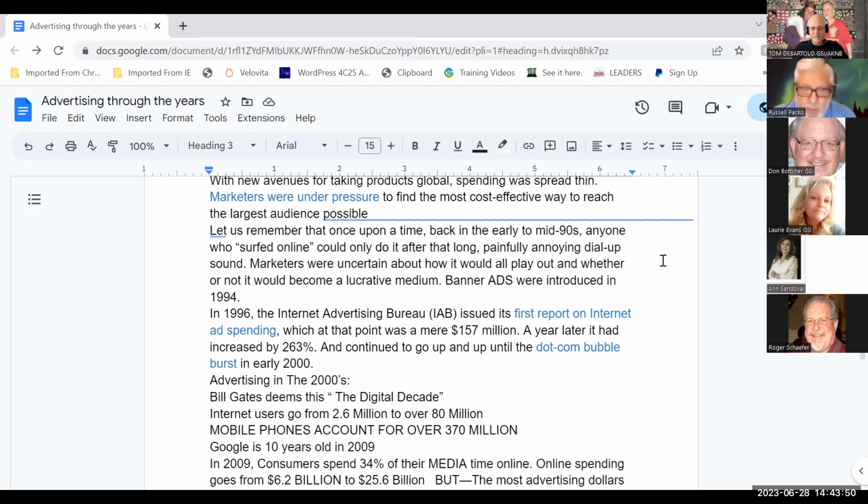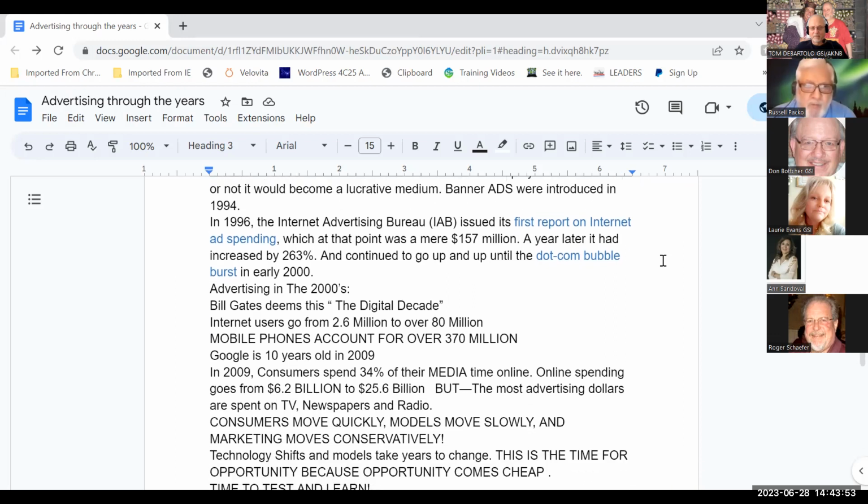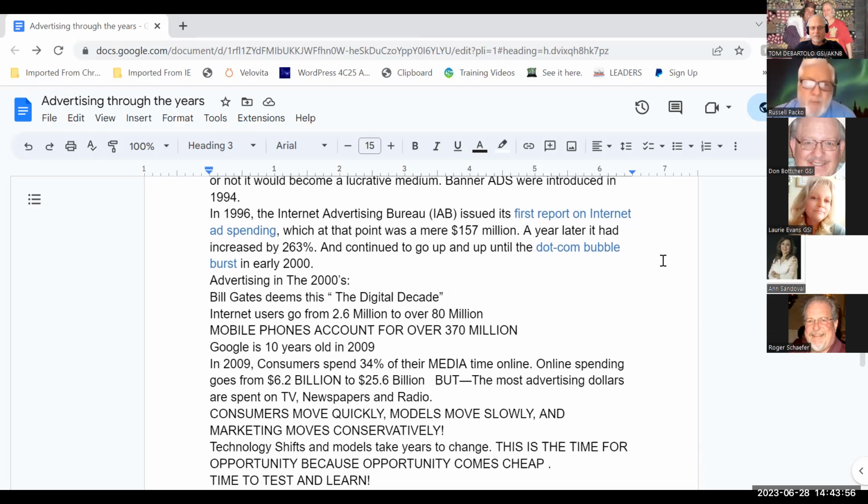Banner ads you also saw in 1994. Does that make you feel old or what? In 1996, the Internet Advertising Bureau issued its first report on internet ad spending. At that point, it was a mere $157 million. A year later, it increased by 263%. It continued to go up until the dot-com bubble burst in early 2000. The dot-com was everybody got a domain, everybody opened a business, and sooner or later, they didn't have enough business coming in, so they folded.